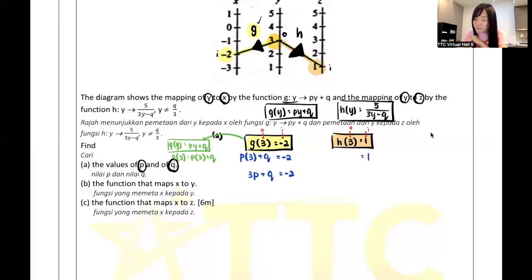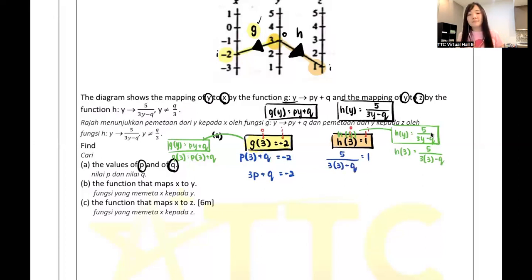This one is 1. How do I do H(3)? I repeat again, H(3) is the original H(y), and the H(y) equation is this one: (5/3)y minus q. Now you are doing H(3), so look carefully, the y will become 3. Isn't it (5/3) times 3 minus q? So divide, move up, times. So 1 times 3 is 9. 9 minus q.